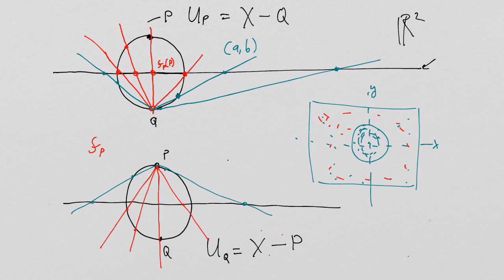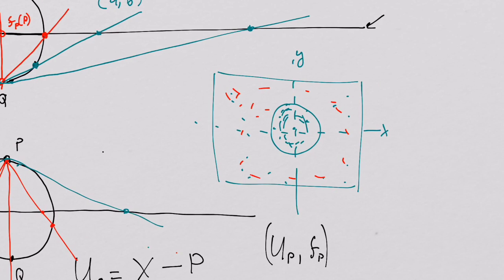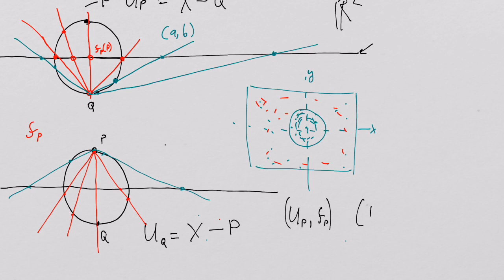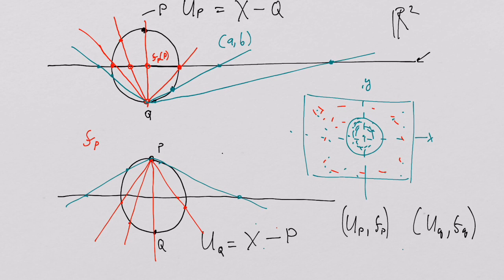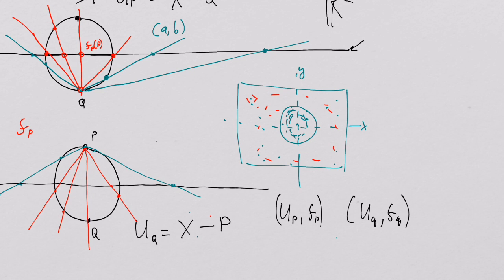And they're going to map like that. So now I have two neighborhoods. I have U of P along with its map, F of P. Put those together. And I have U of Q along with its map, F of Q. And those two maps cover the entire sphere. So they cover the sphere, like I said, and they're open sets, covering the sphere, with homeomorphic maps.